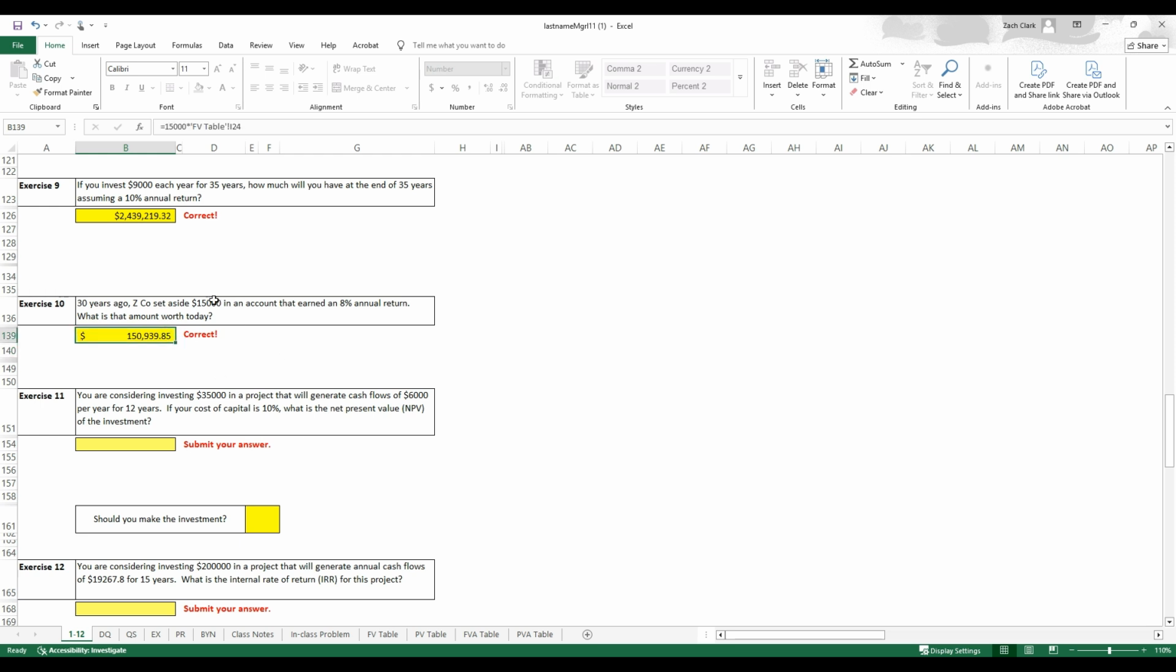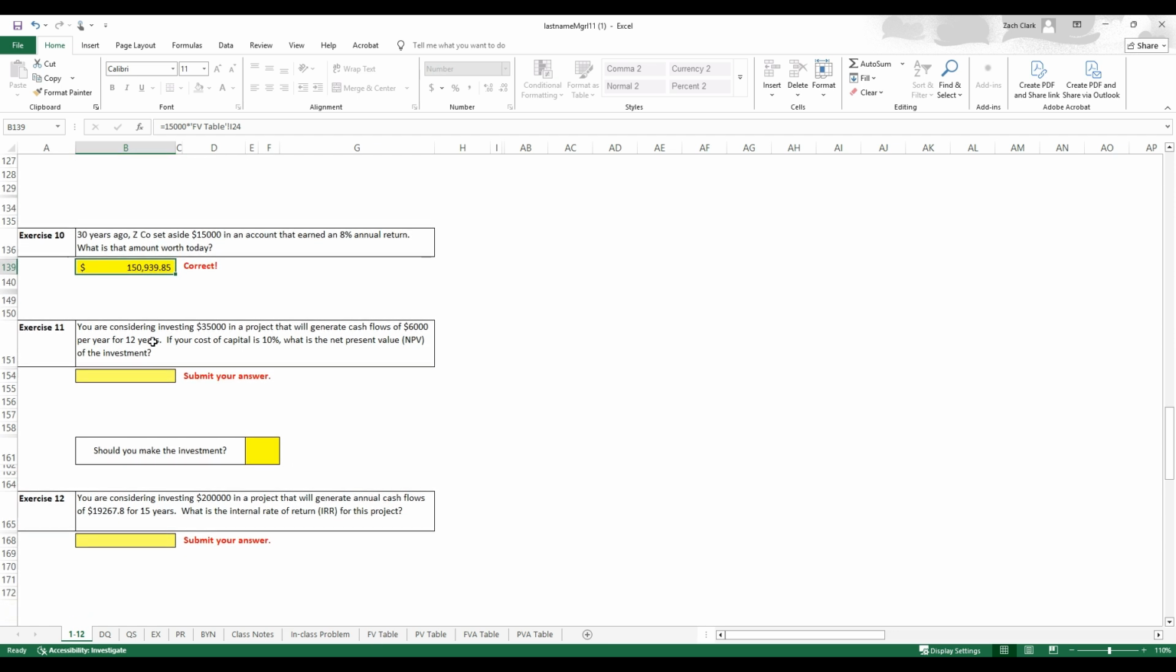So it comes to 150,939.85. And so again, both of these basically asked us, what is this amount in the future? So that's why we're using the future tables. This one asked about continuous $9,000 investments, whereas this was just one lump sum. So that's why we use the annuity table versus just the future value of a dollar table.